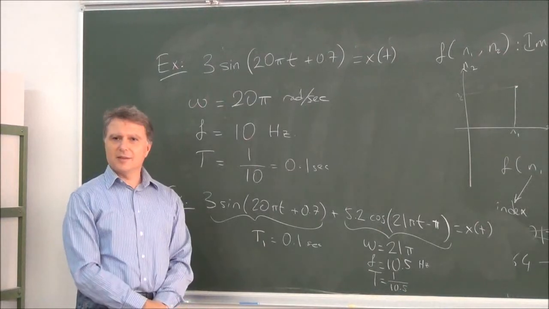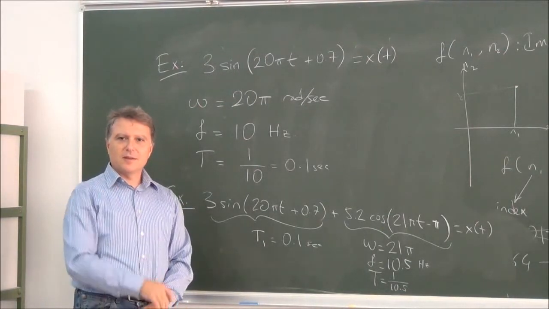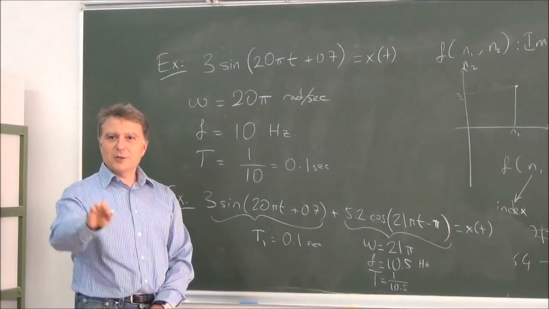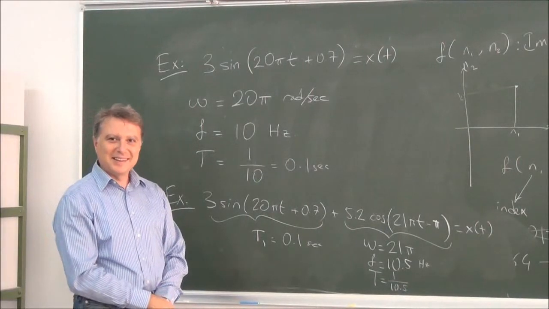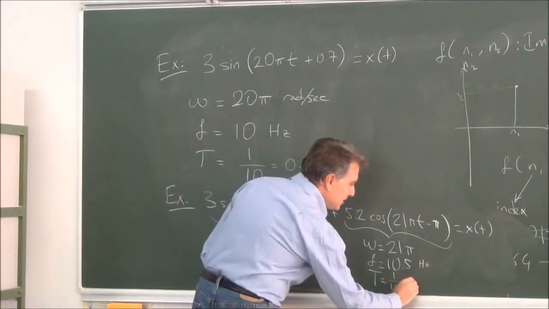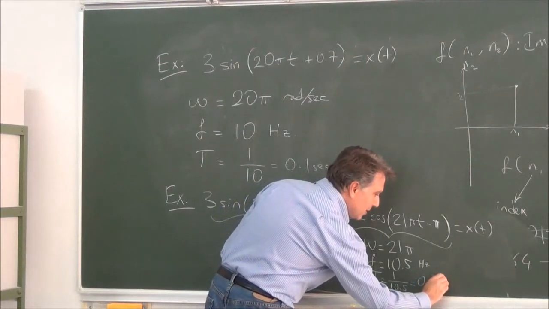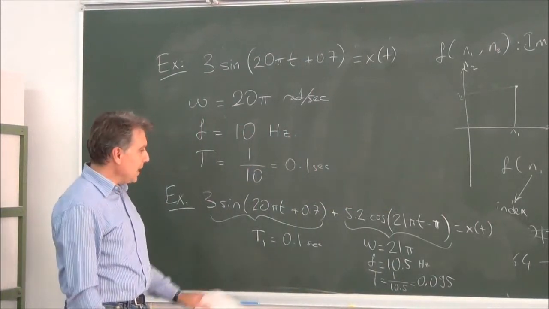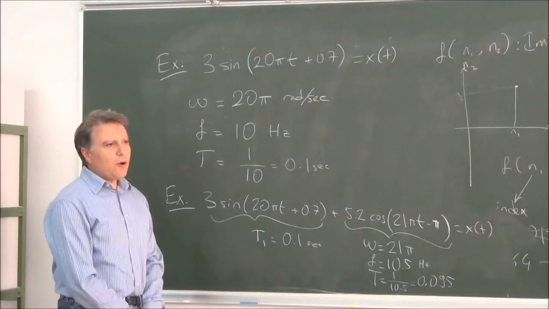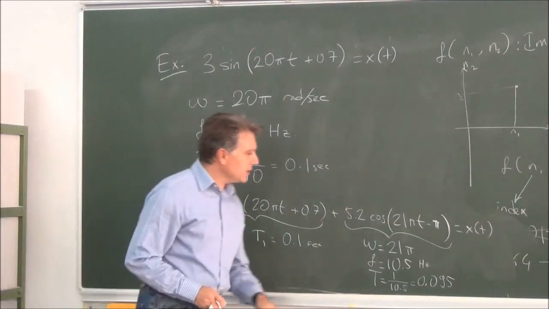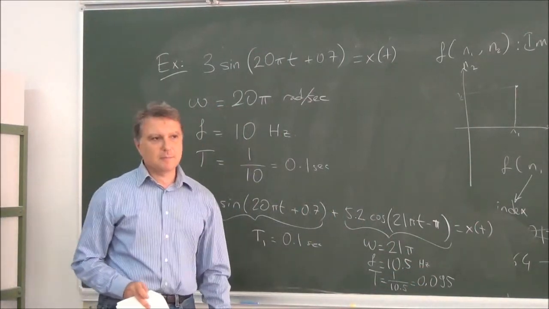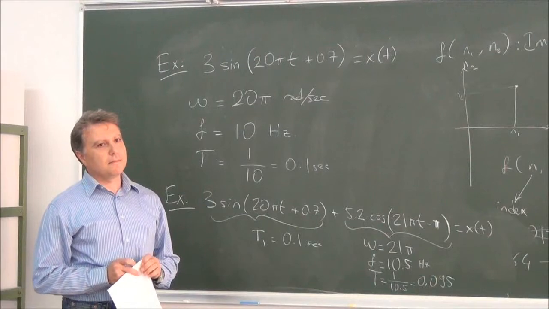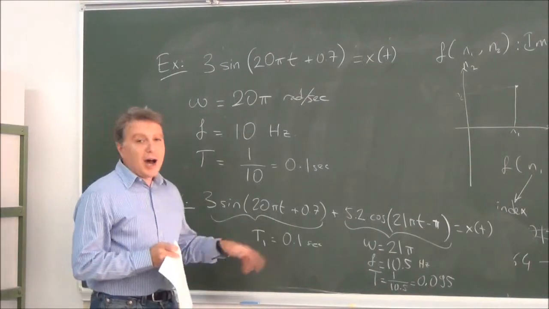I don't know what it is. What is 1 over 10.5? You have a calculator, I suppose. Can you give me the answer? 0.095. And this is 0.1. Now when you combine two periodic signals, one with such a period and the other with such a period, what will be the combined period? Or how will you find it?